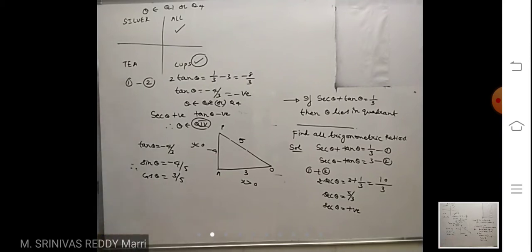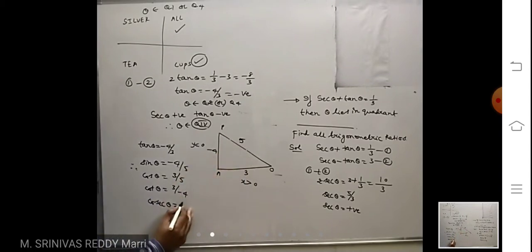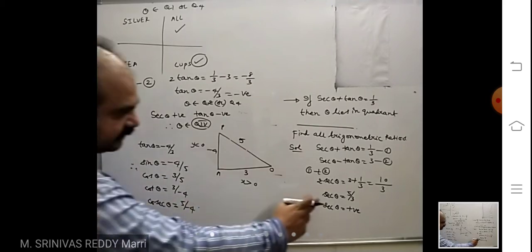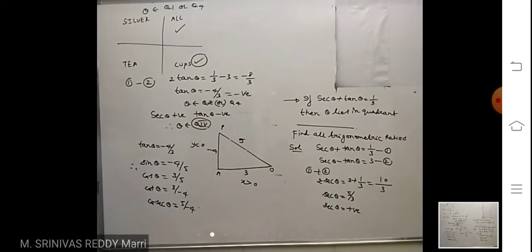Next, cot theta is nothing but 3 divided by minus 4. Then cosecant theta is nothing but hypotenuse divided by opposite side. Like that you will get sin theta, cos theta, cot theta, cosecant theta. Secant theta you already got, tan theta you already got from the given relations.